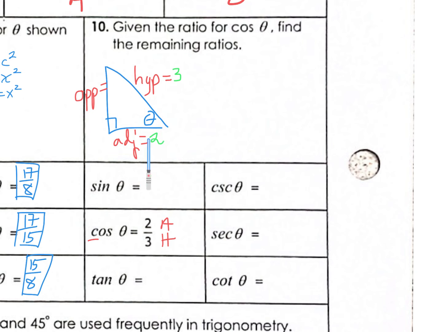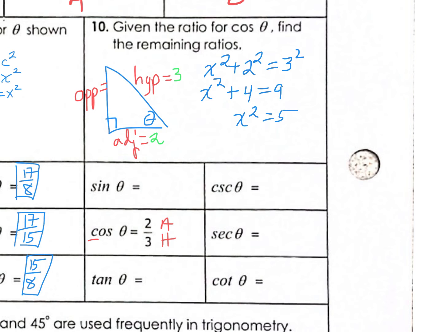And if I know 2 sides in a right triangle, I can use Pythagoras' theorem to find the third side. So I'm going to let the opposite here be x, so x squared plus the other leg, which is 2 squared, equals the hypotenuse, which is 3 squared. So x squared plus 4 equals 9. Subtract 4 from both sides. X squared is equal to 5. Take the square root, and so x is equal to the square root of 5. So now we know that opposite is the square root of 5.